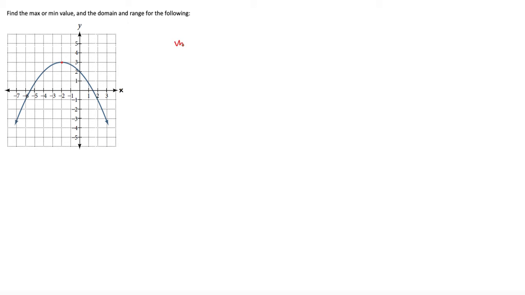So in this case, the max is going to be the y value. In this case, y equals 3. Now we know it occurs at x equals -2, so that would essentially be the vertex of this guy.